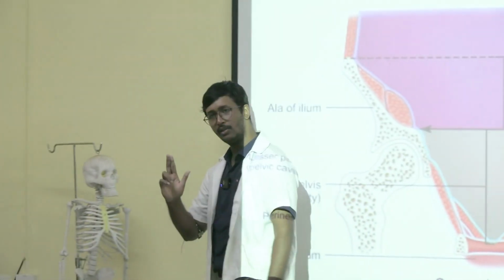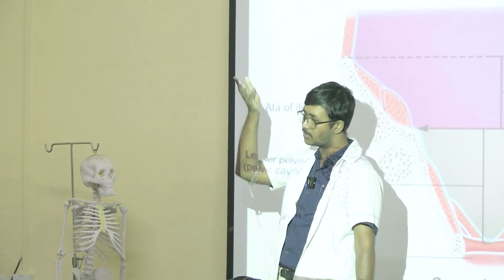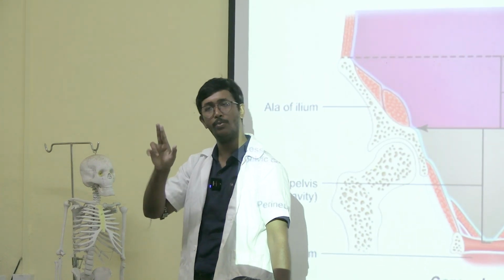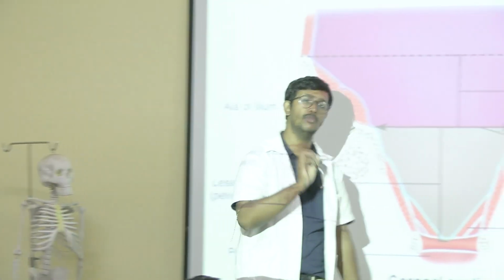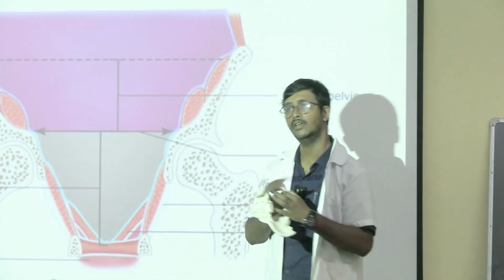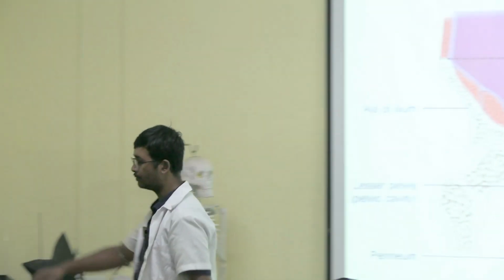With digital examination, it is determined whether the head of the baby has already come down or not, and whether the membrane is ruptured or not. With this we do one scoring that is known as Bishop scoring. That is why we need to study this pelvis in great detail, and determine the various diameters of the pelvis.